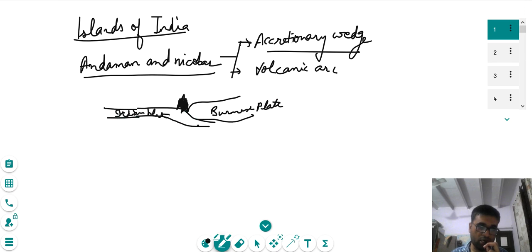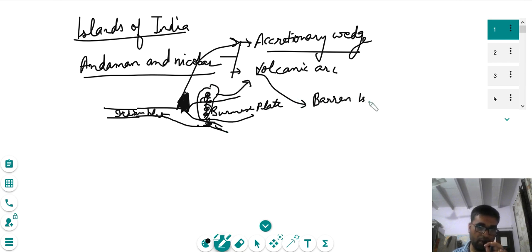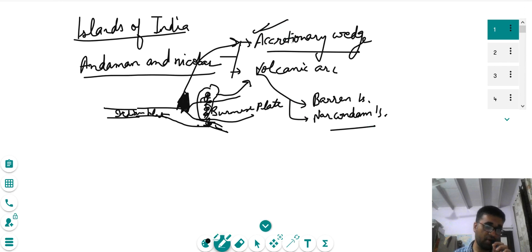The accretionary arc is formed of the sediments of the ocean floor. But when this plate was going down, the volcanic eruption here led to the formation of the volcanic arc. So this is the volcanic arc, and this is the arc on this accretionary prism. The volcanic arc is seen in the form of Barren Island, for example, and Narcondam Island. So this is the volcanic arc, and the other islands are the accretionary wedge, the accretionary prism, right?